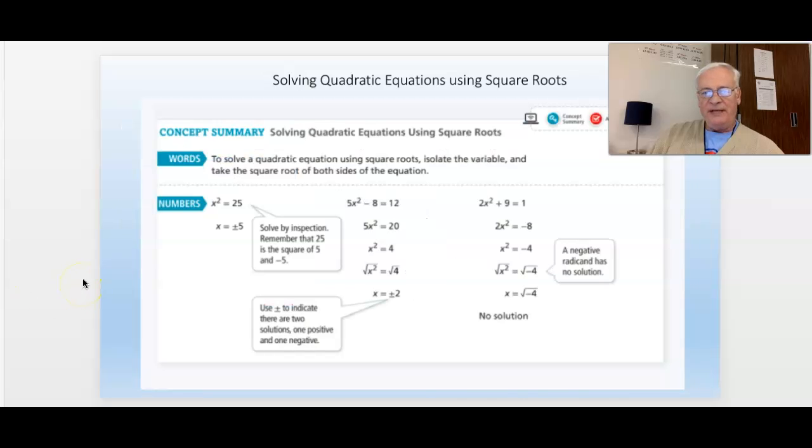Solving quadratics using square roots. This is a nice summary right here. You can take a look at that.